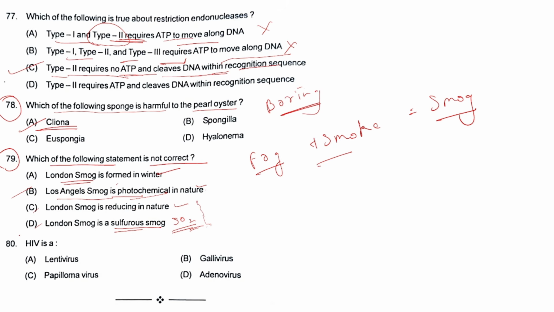Next, question number 80. HIV is which type of virus? This is asking. The right answer for this will be option A, that is the lentivirus. HIV belongs to the lentivirus category. Adenoviruses are respiratory viruses. Gellivirus is not the right option. Then papillomavirus is also irrelevant because papillomavirus causes warts. So the right answer for this will be option A, that is lentivirus.